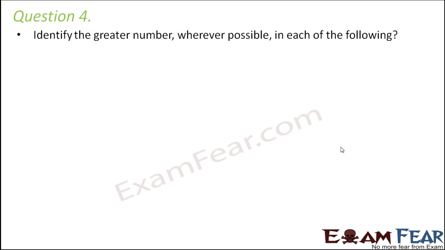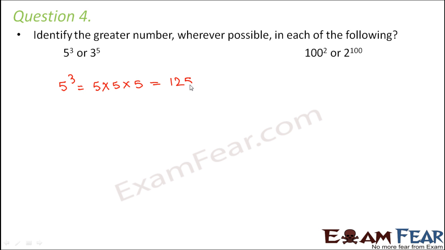Identify the greater number wherever possible in each of the following. So in the first case we have 5 to the power 3. So 5 to the power 3 would mean 5 multiplied 3 times, that is 5 into 5 into 5, which is equal to 125. What is the meaning of 3 to the power 5? That means 3 is getting multiplied for 5 times. So 3 into 3 into 3 into 3 into 3. So 3 3s are 9, 9 3s are 27, and then 3 3s are 9. So it is 27 into 9. This is equal to 243.